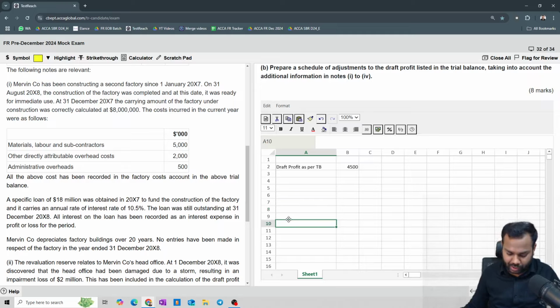Adjustment number 1 I will do. Adjustment number 1 is pertaining to PPE and factory costs.